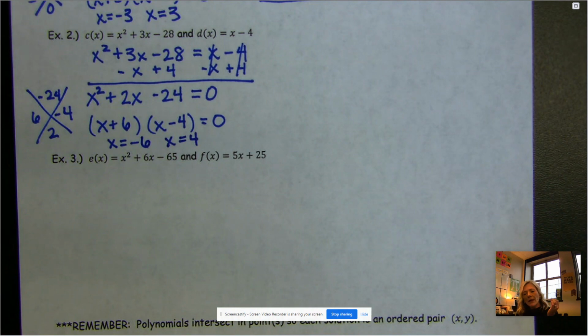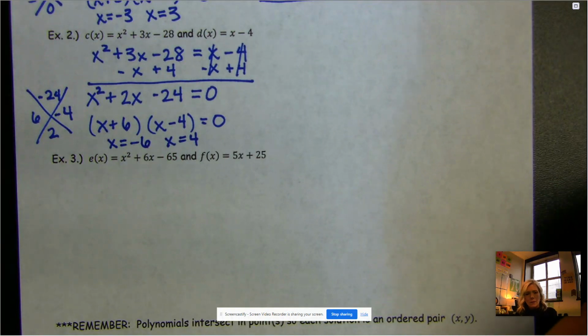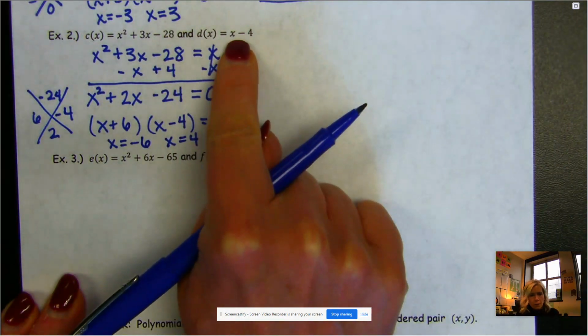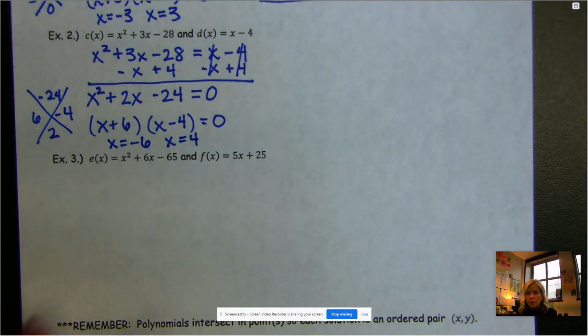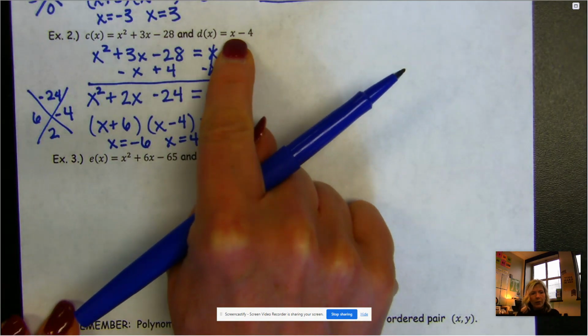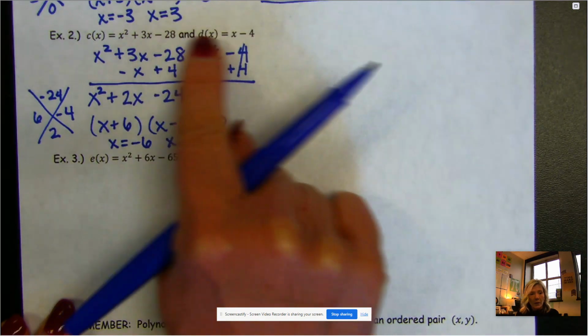Okay? But again, because we're solving for points of intersection, we actually have to plug these in to either c of x or d of x and find the corresponding y value, because a point has an x value and a y value. I'm going to choose to use d of x because it's a little bit of a simpler equation than c of x, which has a little more to it.